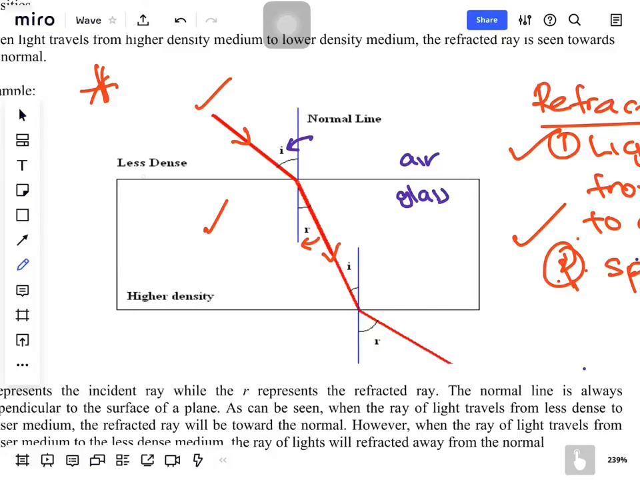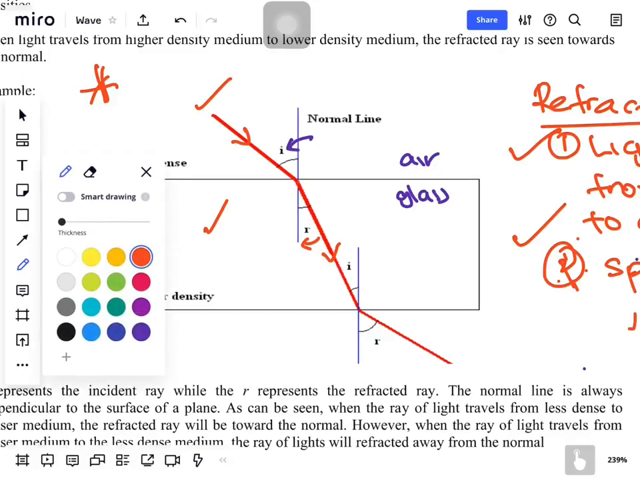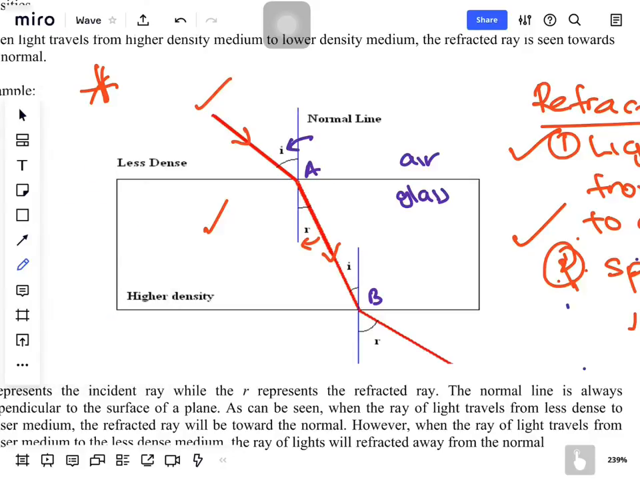So as the light travels all the way from one end of the glass, let me mark the first end as A, to the last part of the glass, to the end of the glass, as it leaves the glass, basically it leaves from a denser medium to a less dense medium.